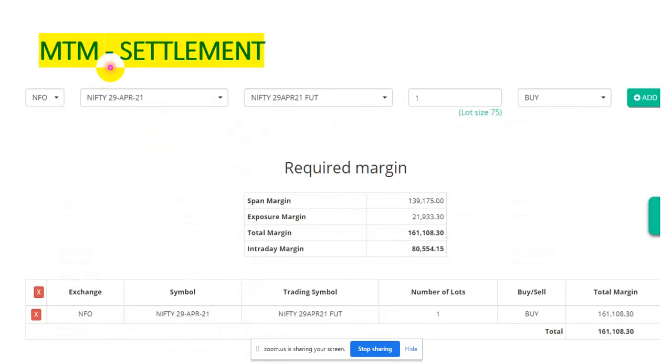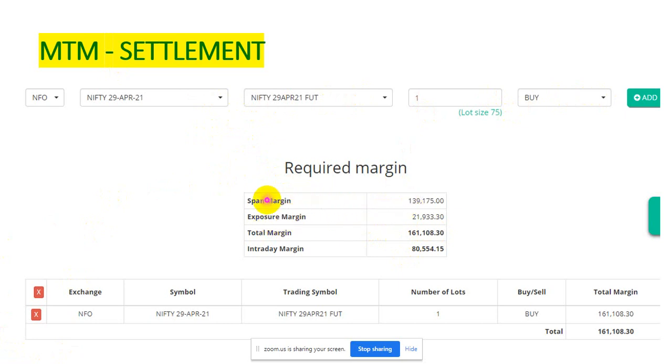So now coming to MTM. If you have to place one order to buy in futures, you will have to spend this much money, 1,61,000. This is called margin money. This consists of span margin, and another one called exposure margin.